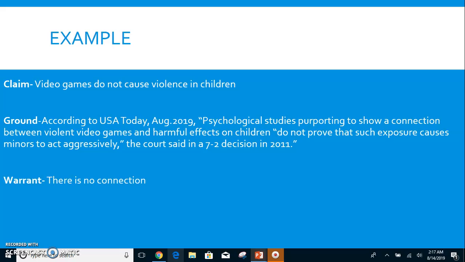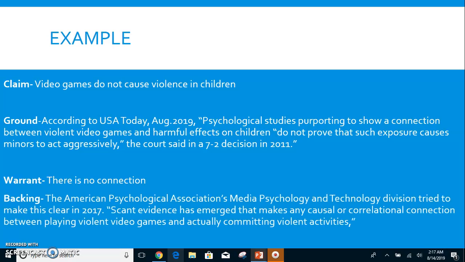So I don't have a warrant, so to say, that's clear. It's just implied. It's assumed that my data has backed up my claim. So there is no connection is what my warrant is trying to claim here. There is no connection between violence and video games when it comes to children.